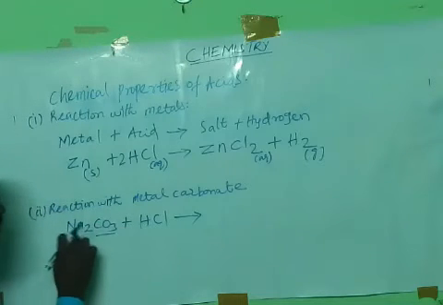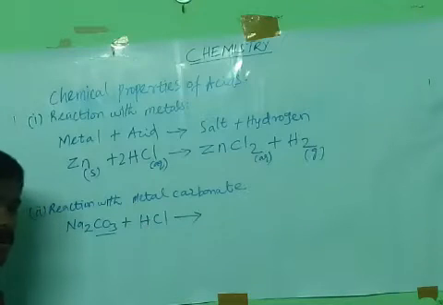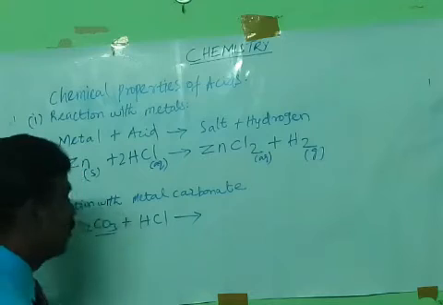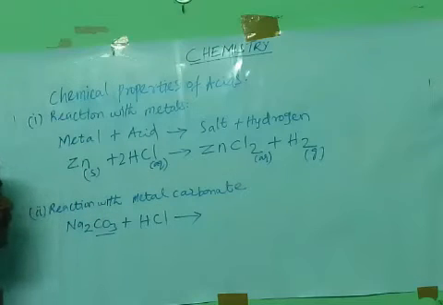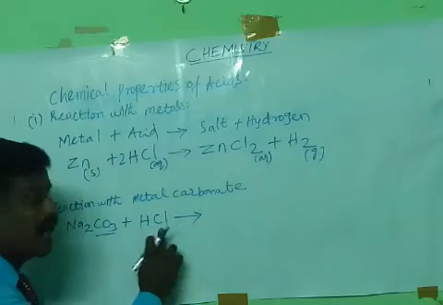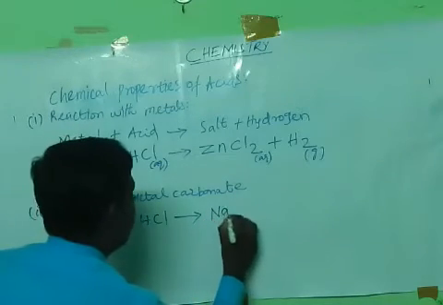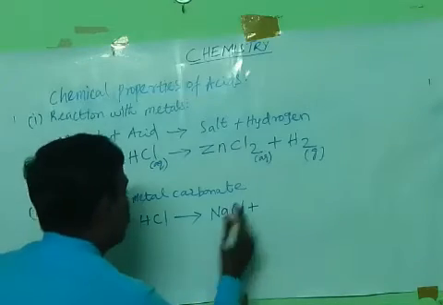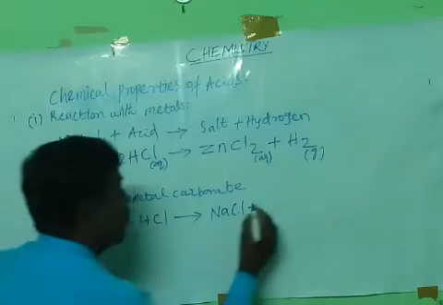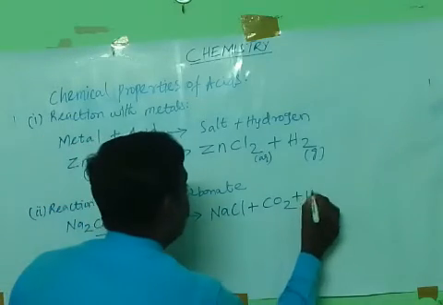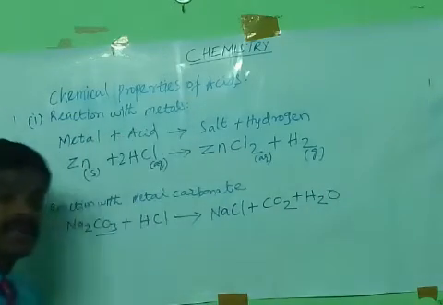And there is a metal and there is a non-metal. So when a metal and non-metal combine, automatically there will be a salt. Good. So a salt will form. What salt will form? We have sodium and there is chloride. So it is sodium chloride salt. And what gas is released? Carbon dioxide gas is released. Also water is formed in this reaction.